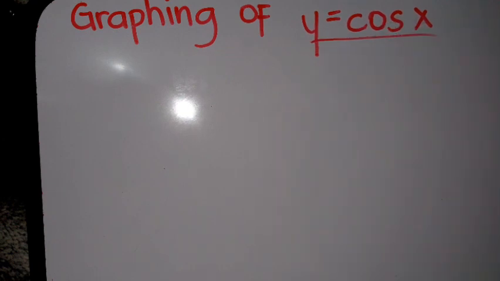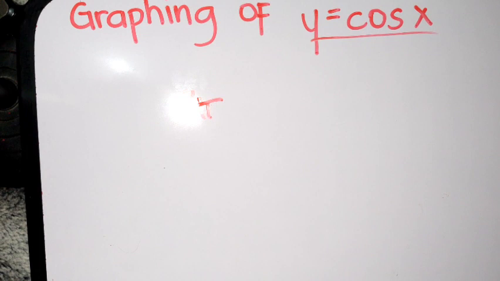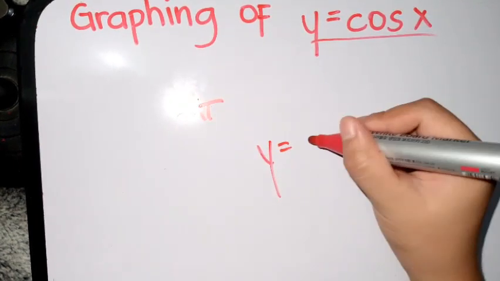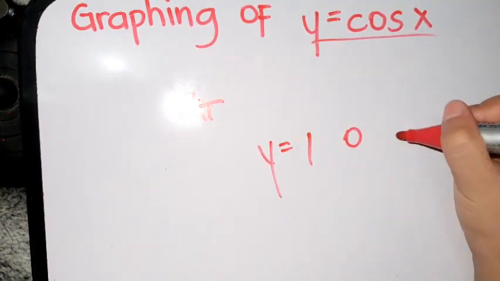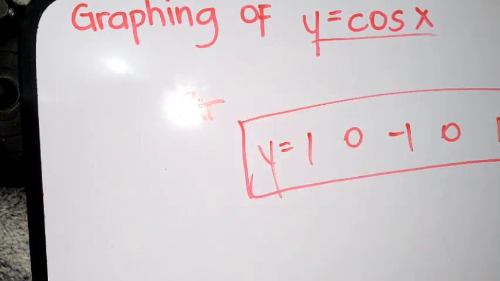In graphing y equals cosine x, it is just the same as graphing y equals sine x, where it has a period of 2 pi. Yes, it has a period of 2 pi, but the only difference is that it has a different value of y. Because in y equals cosine x, the value of y is 1, 0, negative 1, 0, and 1. That is the original value of y in the periodic function of cosine.